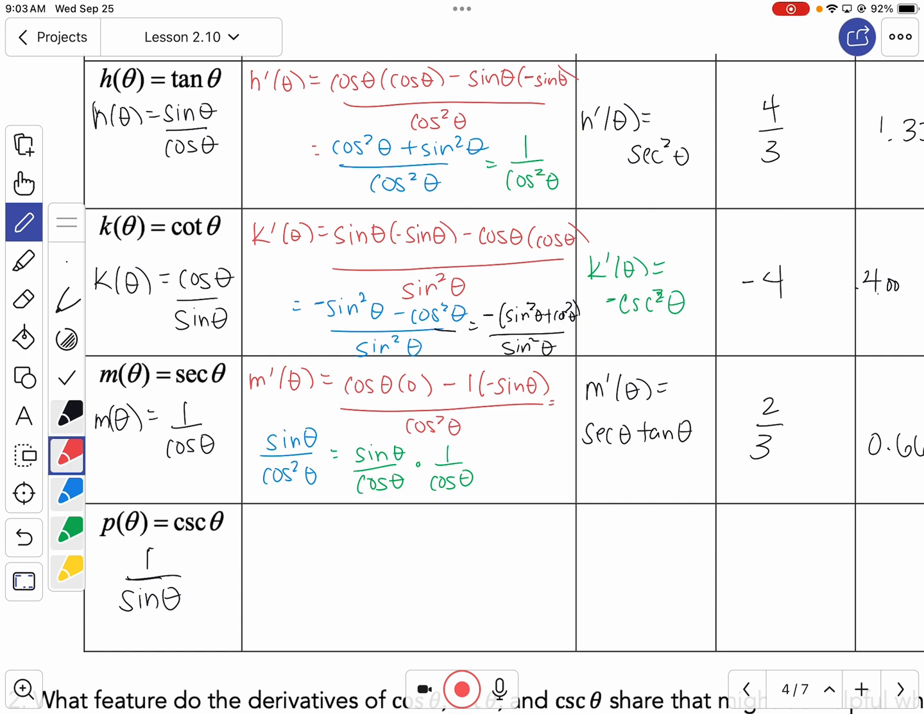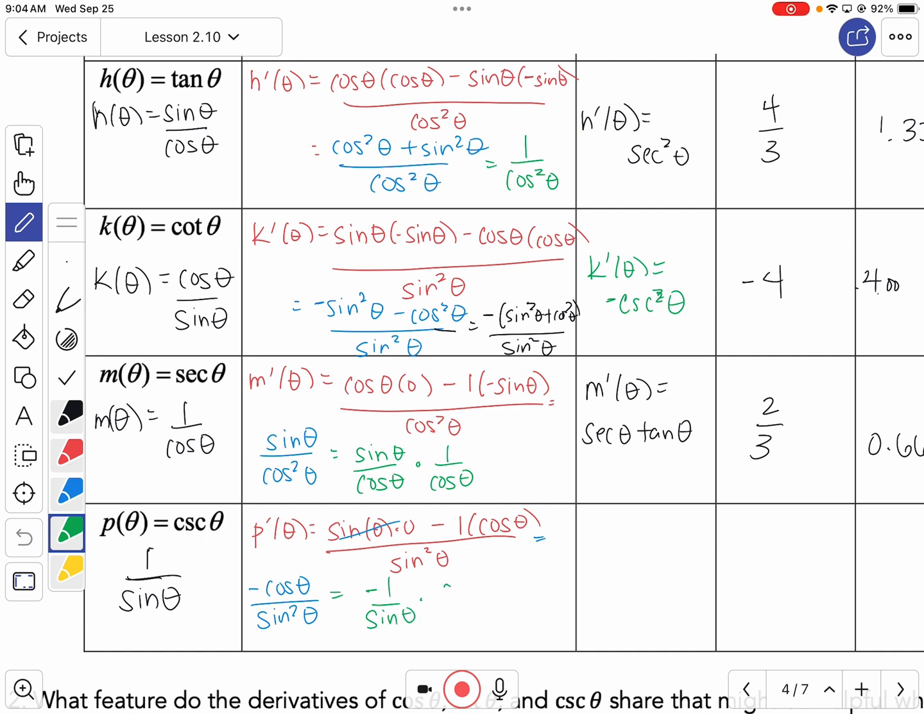All right, let's do a quotient. So here we go. Ho d high. So sine theta times 0, minus Heidi ho. So 1 times cosine over ho ho, so sine squared. And so then that's going to leave me with a negative cosine over sine squared. And then if we separate that, that would leave me a negative 1 over sine times cosine over sine.